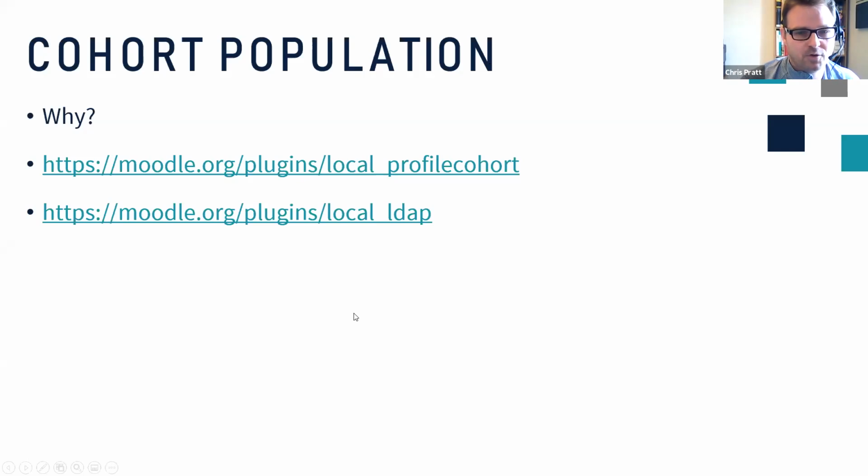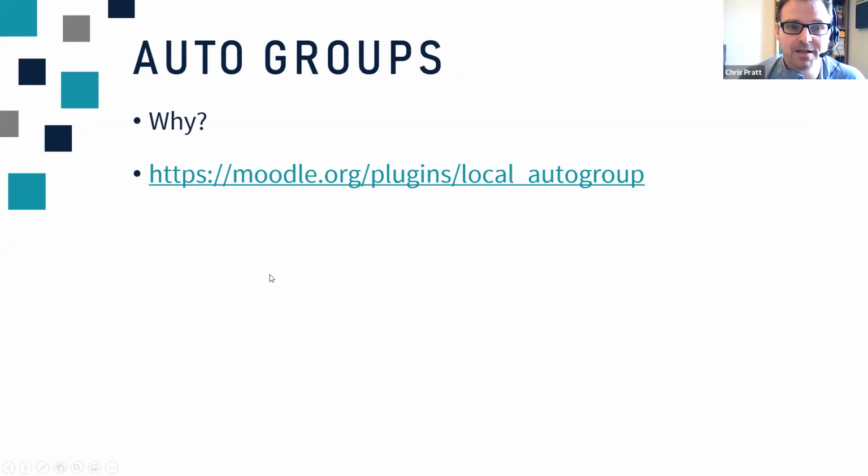So here are the couple of plugins we're going to look at. So one is the profile-based cohort membership plugin, and then the next one is the LDAP group plugin, and then we'll look at auto groups, which can create groups on the fly. It's one thing that seems to be missing from Moodle's automated processes. You can automate a CSV upload, which will do course enrollment, but it doesn't have the facility to put them into a group at the same time, which is a bit of an omission in my opinion.